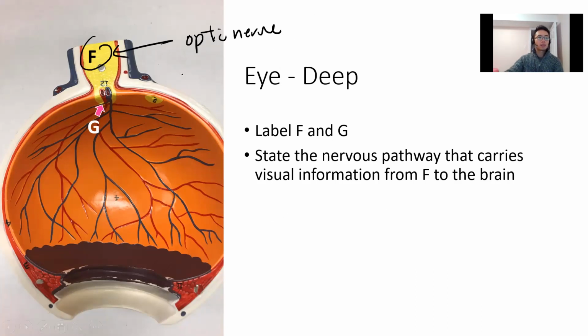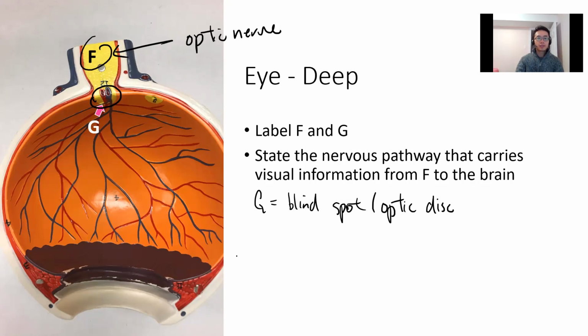What about G? Anybody know what G is pointing at? Not the blood vessel, but this overall area. What is that? Anybody? Okay, G is the blind spot, also known as the optic disc. Where the optic nerve exits, you cannot have photoreceptors on it. That's why it's called a blind spot.